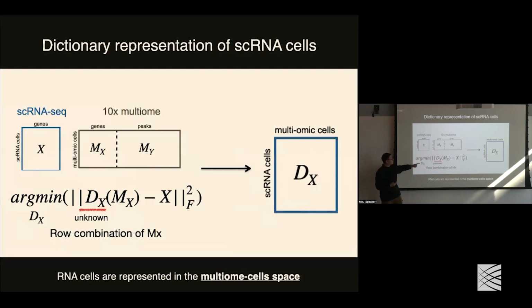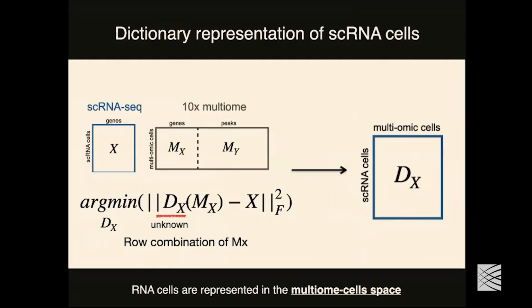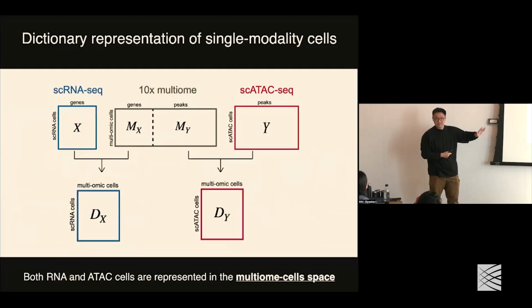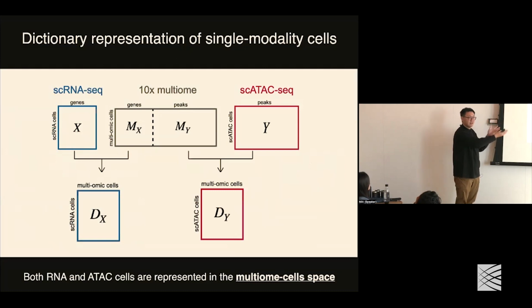Then our goal is to learn a matrix D, a dictionary representation of those single cell data. You can see the dimension there. Each row is a single cell RNA-seq cell, and each column is a multiomic cell. We can do this for both RNA-seq and the tag-seq. Then we can have those two representations. They are in the same space.